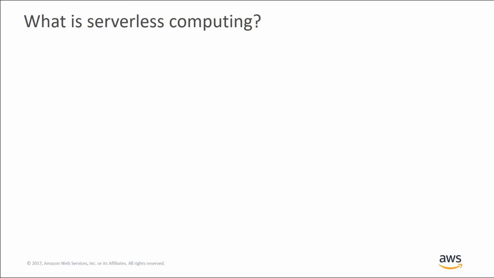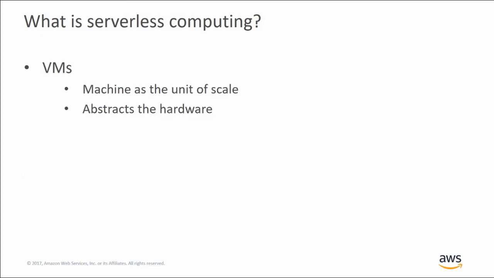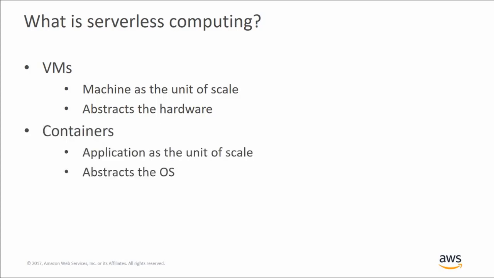Let's take a look at the journey that got us to serverless computing. At the start, there was virtualization with virtual machines. With virtual machines, the abstraction was at the hardware level, and the unit of scale was a machine. Moving up the stack, you have containers. Containers abstract the operating system, and the unit of scale here is an application. So if you want to scale your application, you would have multiple containers with the application running in parallel.